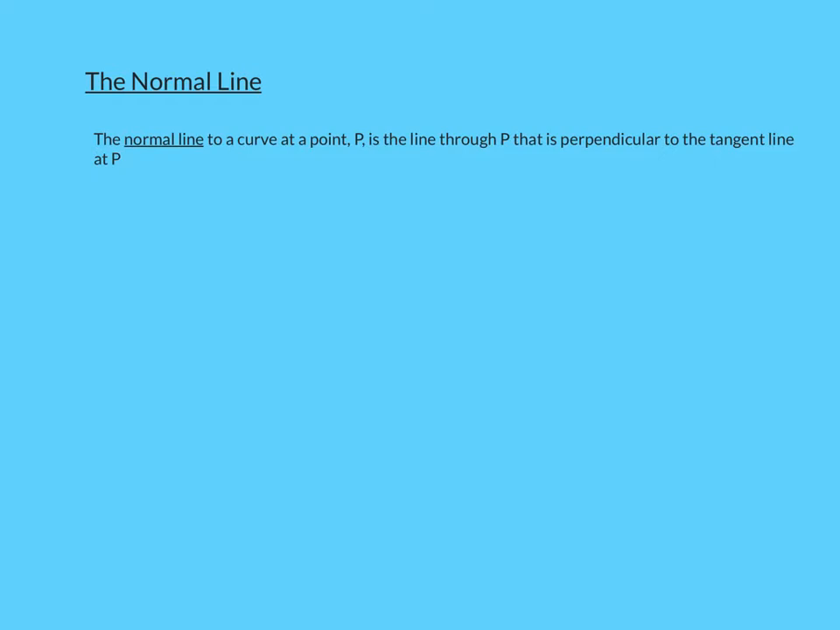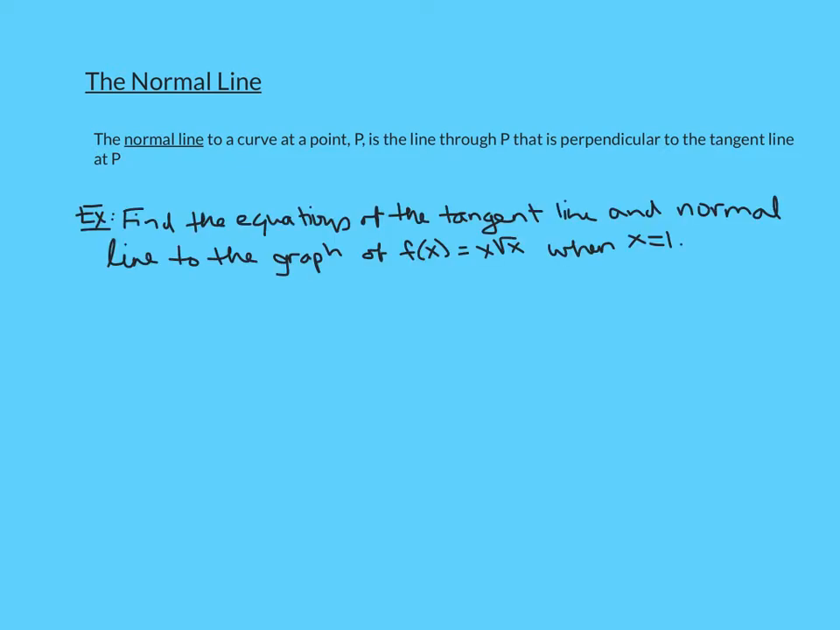So the normal line is almost the same idea as what you did when you were finding a tangent line. The only difference is that the normal line is going to be perpendicular to the tangent line. We're just going to do one example. So we're going to be finding the equation of the tangent line and the normal line to the graph of f of x equals x times radical x when x equals 1. So when in doubt in this class, take a derivative, and that's what you're going to be doing right here.